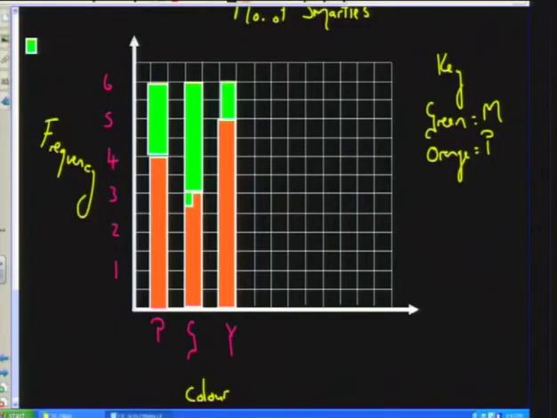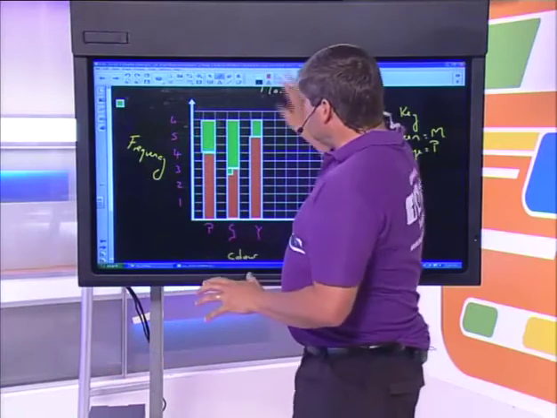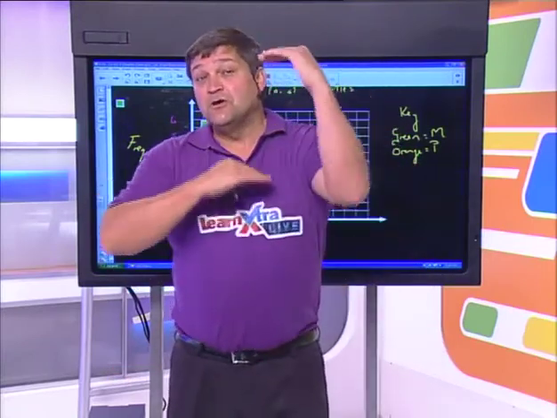All right, so you can see, how many purple Smarties do we have in total? 6. Absolutely. How many green? 6. How many yellow? 6. Absolutely. Okay. That was just a fluke, by the way. It wasn't meant to be like that. So this graph now is showing us the most popular Smarties that we have.